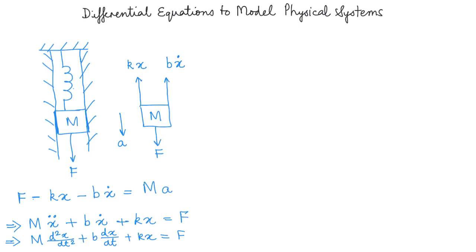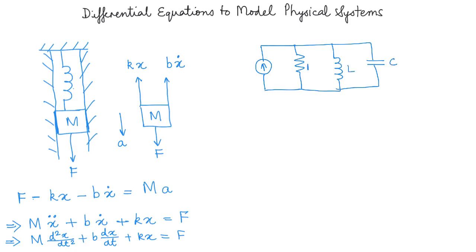Now what we'll do is, let's go into another domain and take a look at an RLC circuit. So let me draw an RLC circuit here. Let's say we have a current source which is connected to a parallel RLC circuit. So you have a resistor, you have an inductor, and you have a capacitor. And let's give some values, C, L, R, and let this current be, let's say, I.